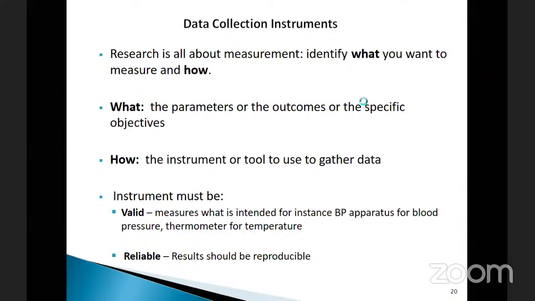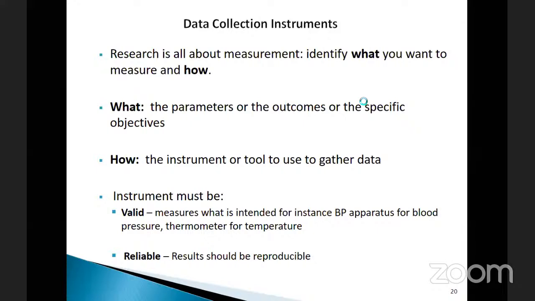Now, the instrument for data collection must be valid. Validity means that the instrument measures what it is intended to measure. For instance, a blood pressure apparatus will measure blood pressure. A thermometer will measure temperature. In the same way, if you're carrying out certain research, the instrument you're using for your data collection must be applicable, must be an instrument that is known to assess that very parameter you want to assess.